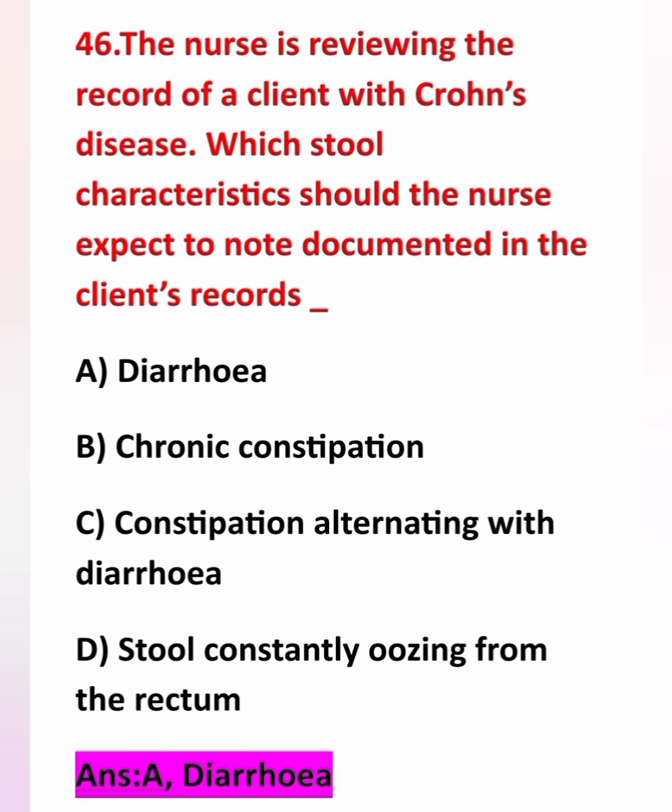This Crohn's disease is characterized by non-bloody diarrhea of usually not more than 4 to 5 stools daily. Over time, the diarrhea episodes increase in frequency and duration. So the correct answer here is option A, diarrhea. The remaining signs and symptoms are cramping leg pain or colicky pain after meals, fever, abdominal distension, anorexia, vomiting, weight loss, anemia, dehydration, electrolyte imbalance. All of this occurs for the patient, but constipation and stool constantly oozing from the rectum are not related to Crohn's disease. Here the correct answer is option A.